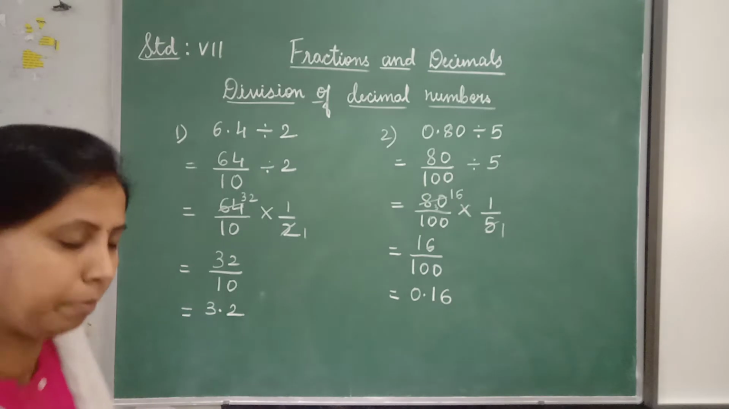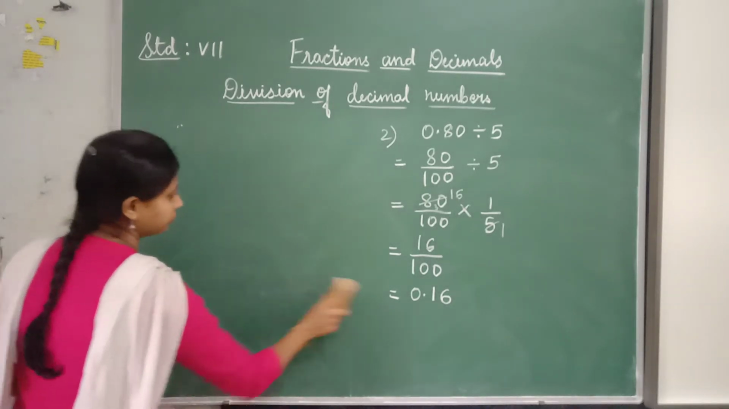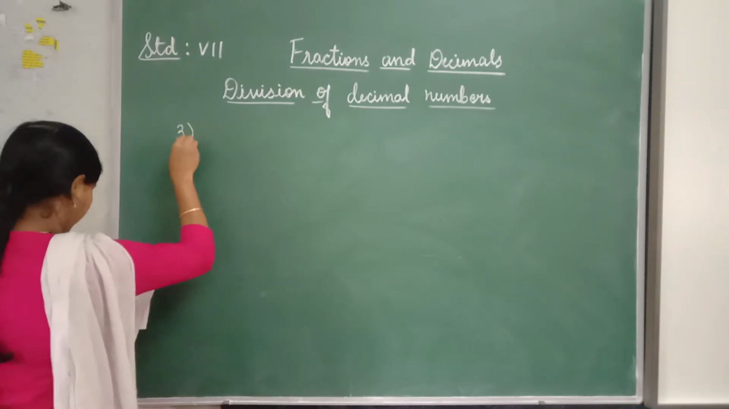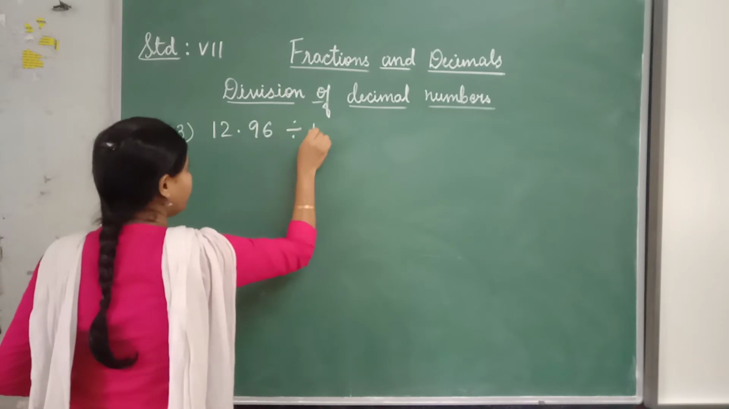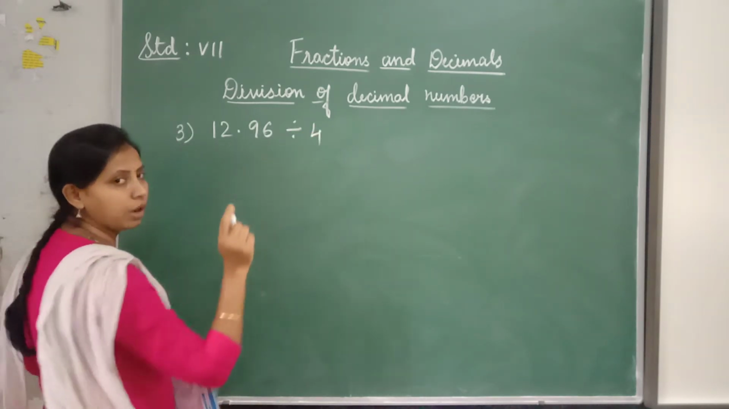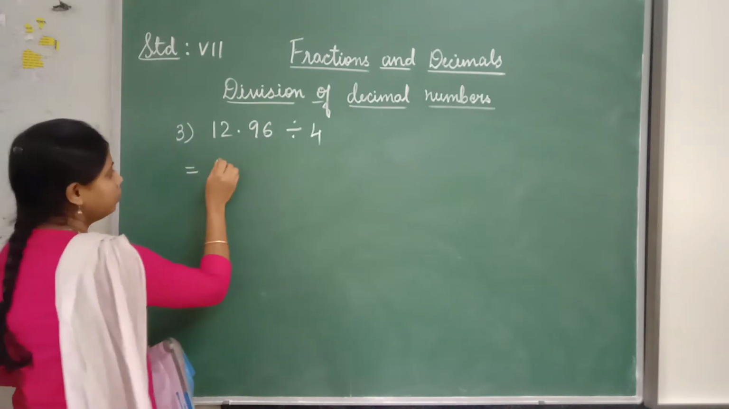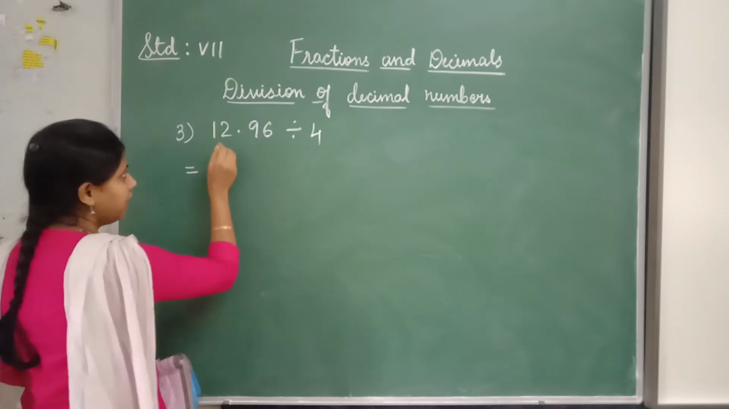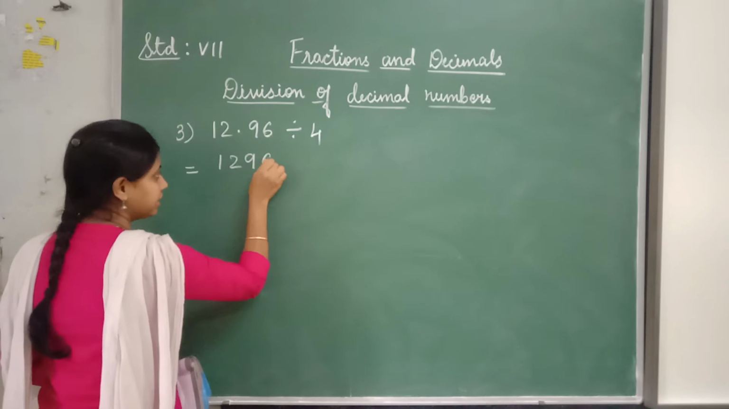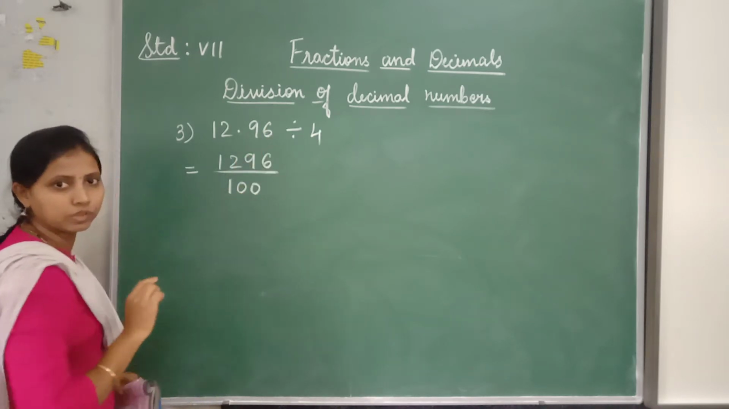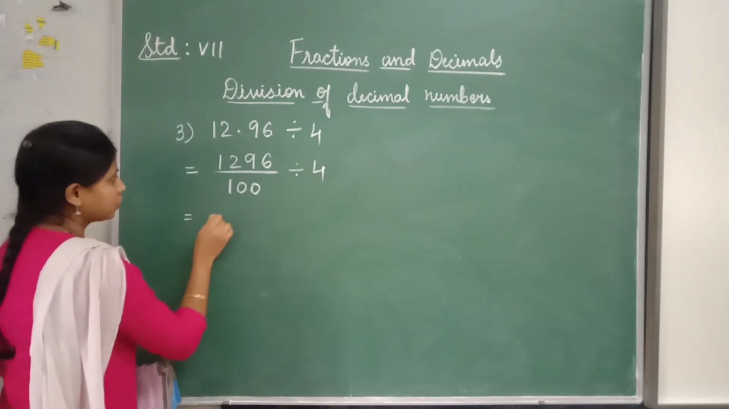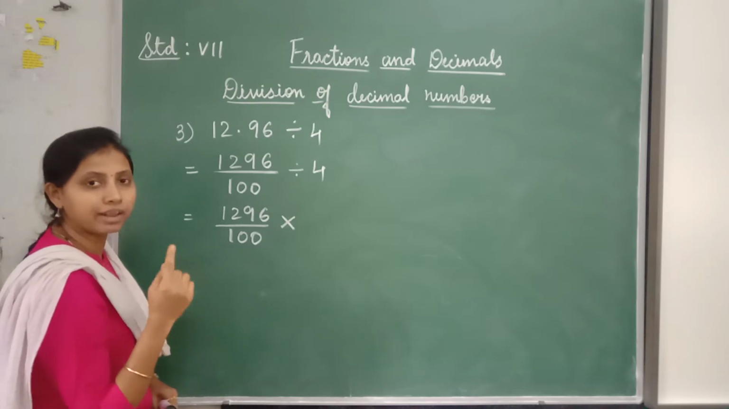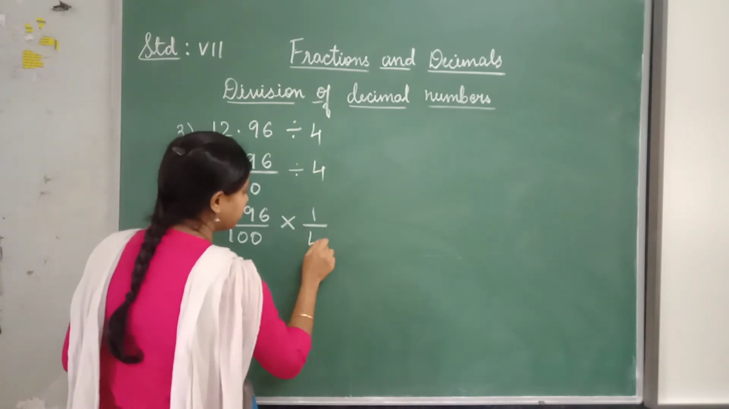Okay, let's take one more example. The third one, 12.96 divided by 4. 12.96 is a decimal number, 4 is a whole number. So how to divide? Firstly convert this into fraction form. After the decimal point there are 2 digits, so 2 zeros, that is divided by 100, and the digits remain the same: 1296 upon 100, divided by 4. Now division becomes multiplication with the reciprocal of 4. The reciprocal of 4 is 1 upon 4 children.